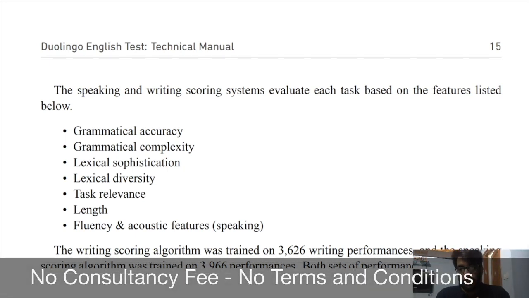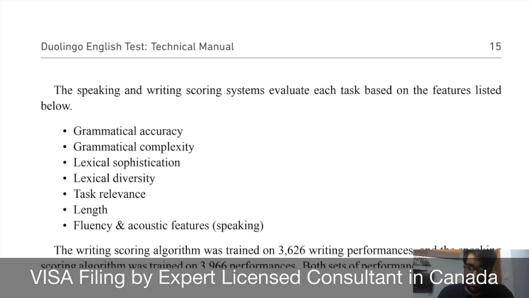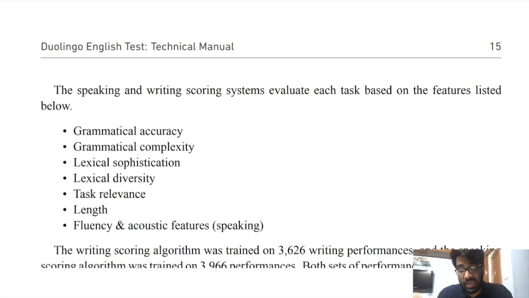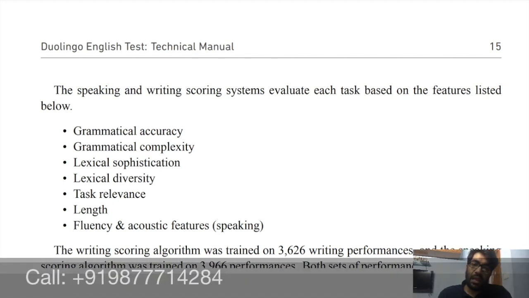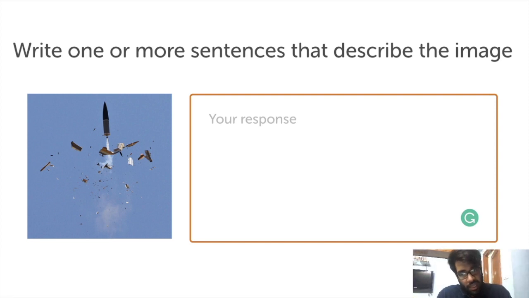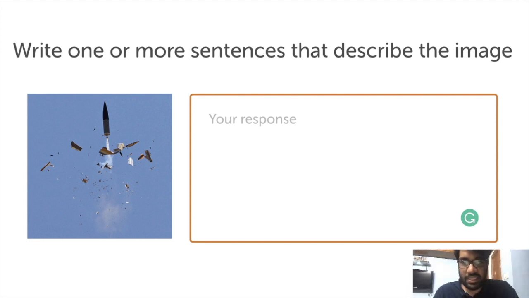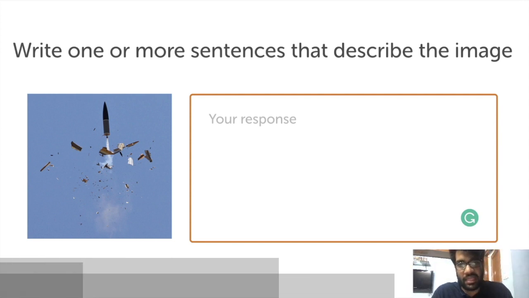Now, there's a very simple strategy that we are going to use to describe every picture, addressing all these parameters. This is how the question is going to look. There will be a photo on the left hand side, and a box in which you have to write one or more sentences that describe the image. So you have to write more than one sentence. We will address every question in at least 2 sentences, minimum 2. Let's do that, and we will do it in a very strategic way.